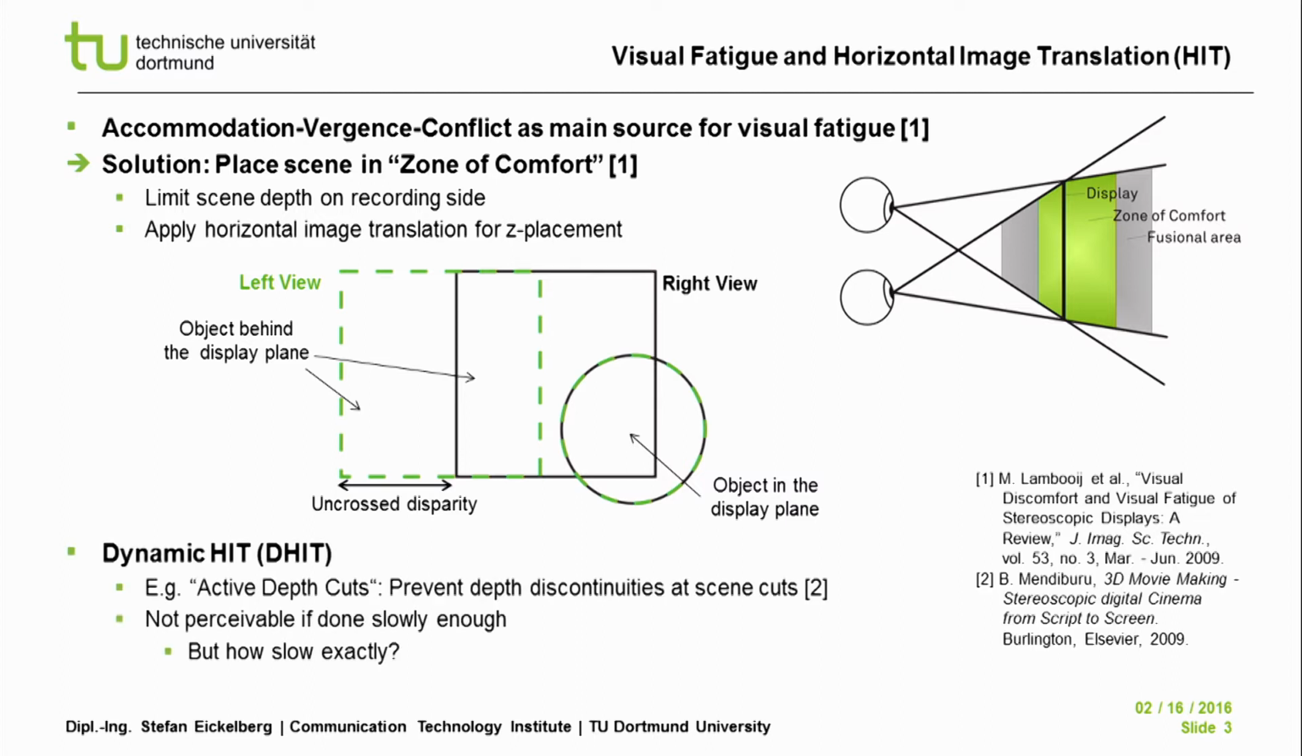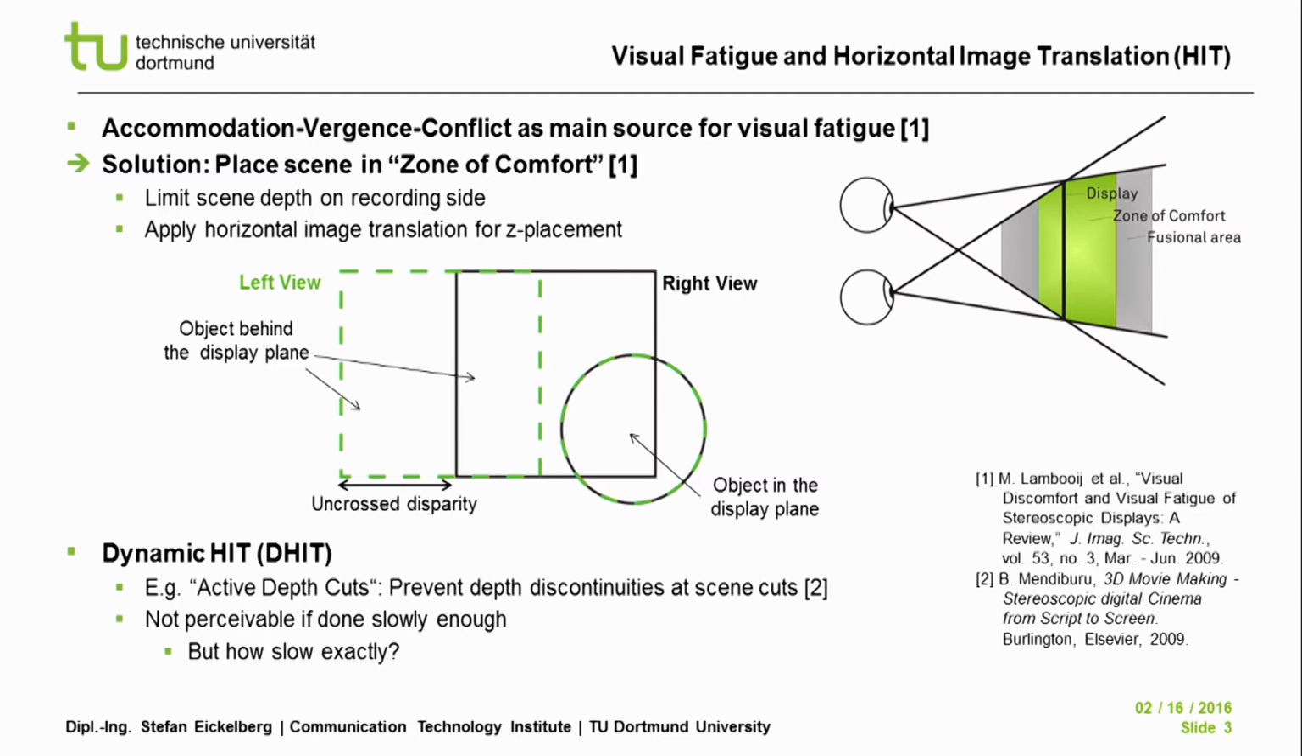There is also a dynamic form of the horizontal image translation, the DHIT, and it is known in many applications. One example is the active depth cut displayed here, and this active depth cut can, for example, be used to eliminate depth discontinuities between scene cuts. But there is little research on how this dynamic horizontal image translation is actually perceived. And well, we really don't know how fast we can actually shift the views.